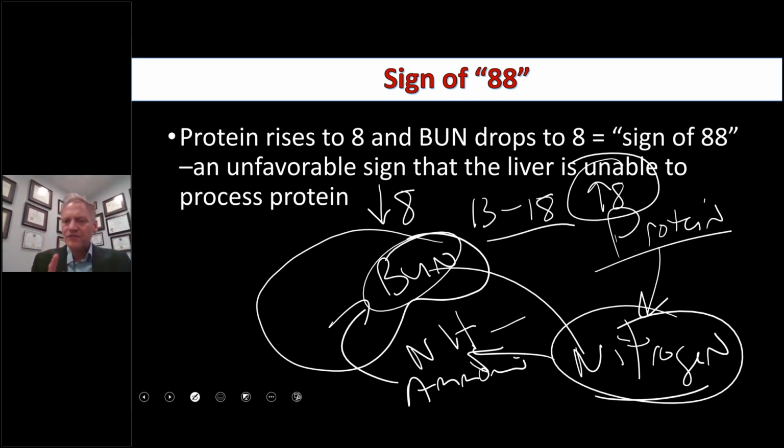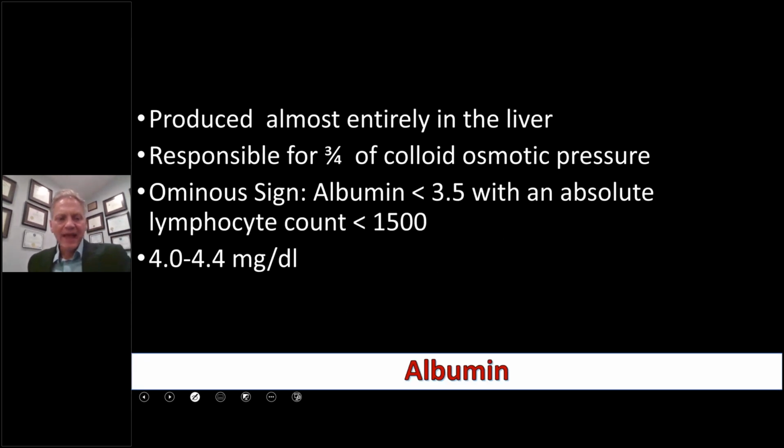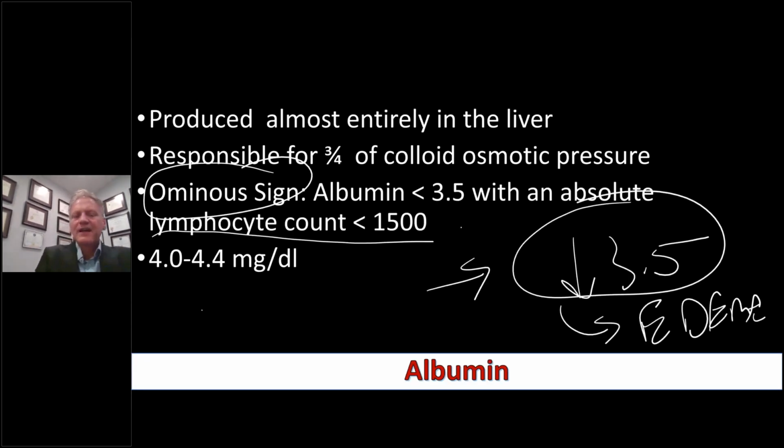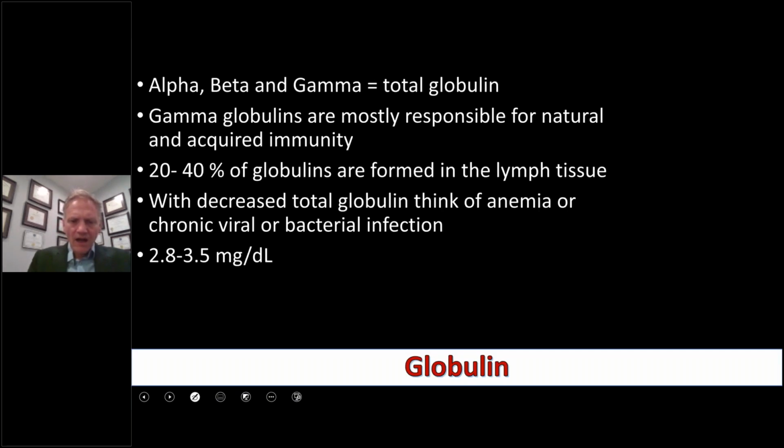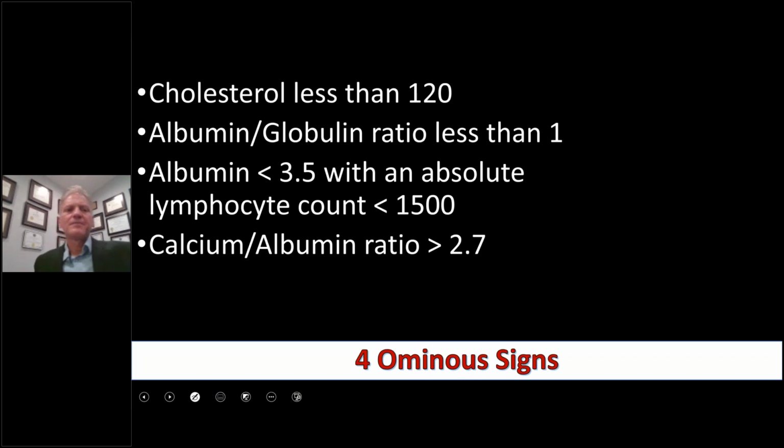One of the ominous signs that we'll look at is if you have albumin that's less than 3.5, and you go over to your CBC and you see your absolute lymphocyte count is less than 1,500. This is an ominous sign. So if you see that, that means it's an invitation for you to figure out why that's there. Okay, so that's patterns. Let's move on. I want to go through these ominous signs.